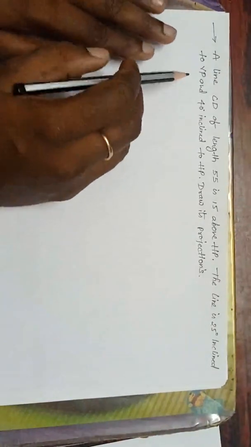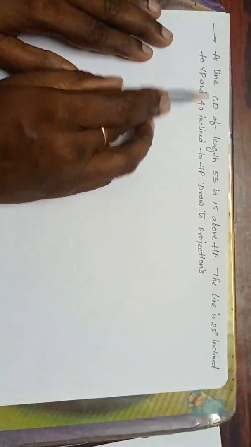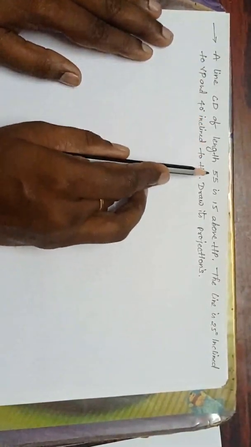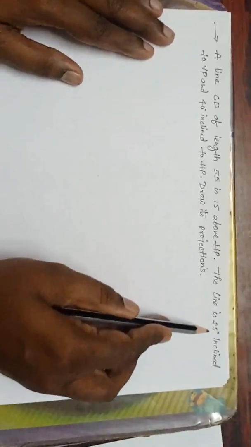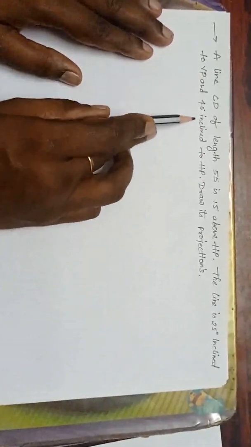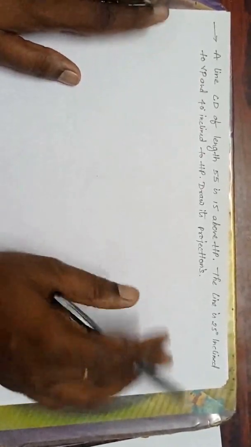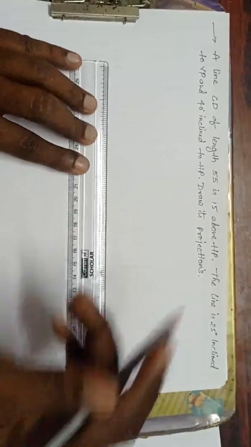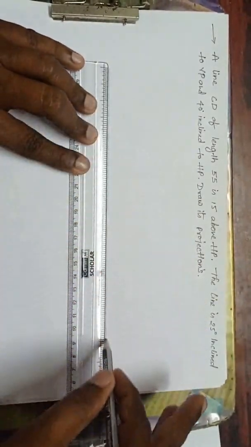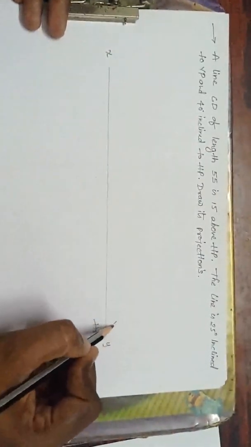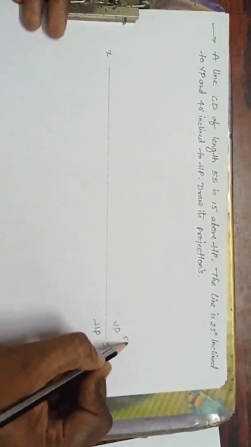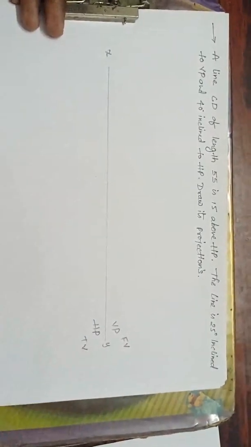Now, let me read this. A line CD of length 55 is 15 above the HP. The line is 25 degrees inclined to the VP and 40 degrees to the HP. Draw its projections. So what to do? First draw the XY line. This is X, this is Y. I have to mention this is HP, this is VP, this is front view, and this is top view.